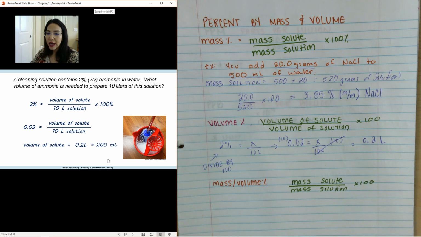Now let's take a look at another one. Oh, and it converted it to milliliters. Did it say it wanted it in milliliters? It didn't. But if we were to convert it into milliliters, it's 200 milliliters.